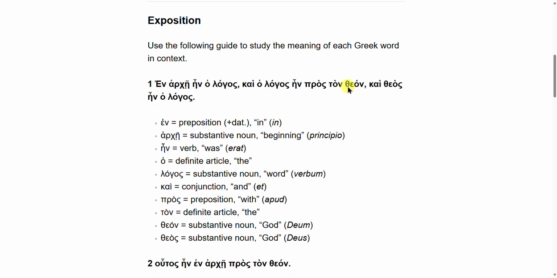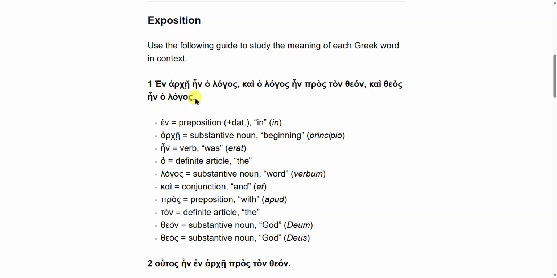We then have theta, epsilon, Omicron, nu, with an accent on the second syllable, theon. That's an acute accent, a rise, theon. We then have kai again. We then have theos, with grave accent. We then have the verb again, ein, and the phrase ho logos.